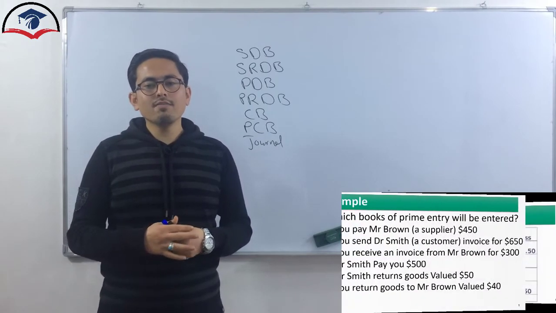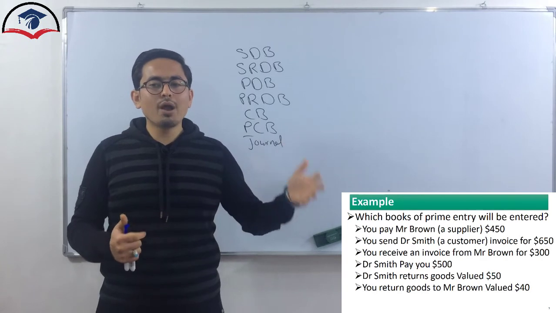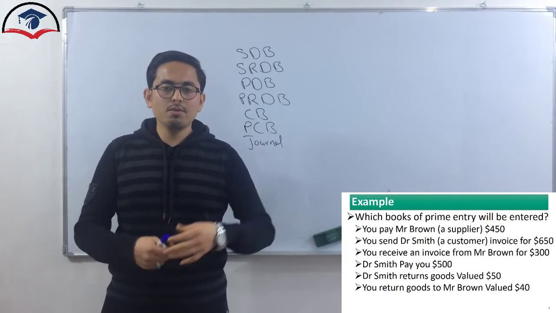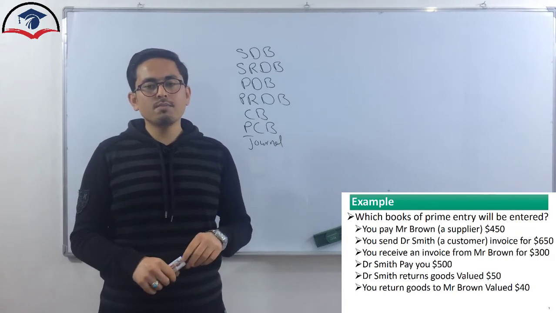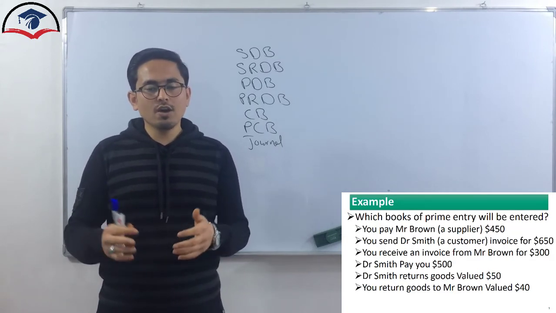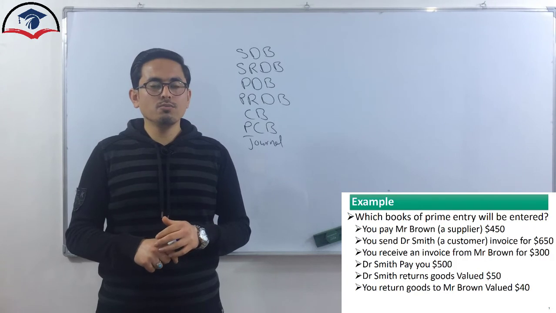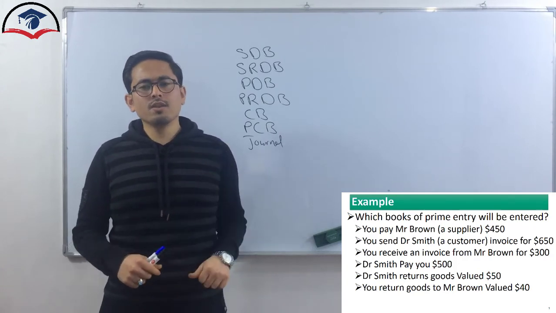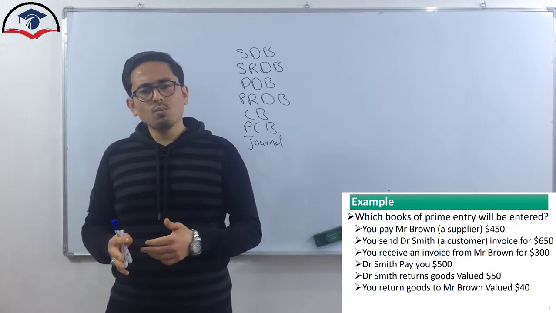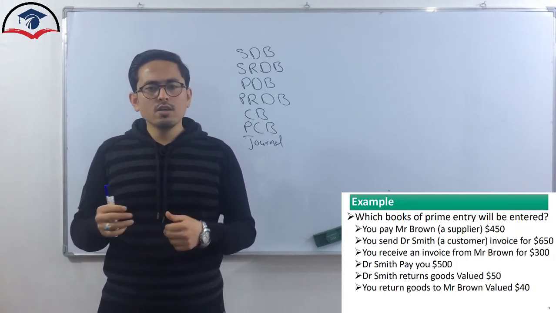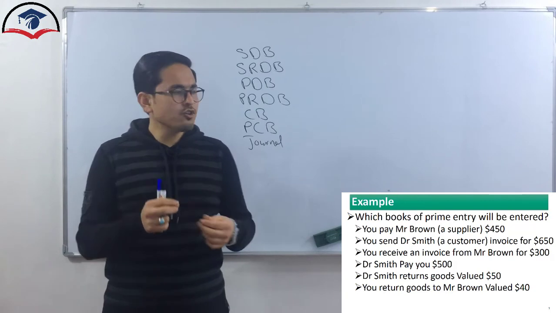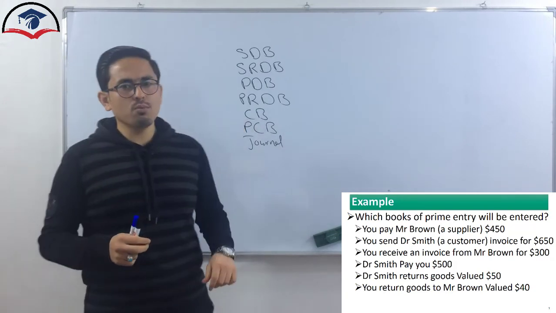The example we have here is: which books of prime entry will the below transactions be entered in? There are 6 transactions here. We're going to judge each of them to record in which book of prime entry. The first one, you pay Mr. Brown, who is a supplier, $450. You paid cash, and cash transactions will go in the cash book.